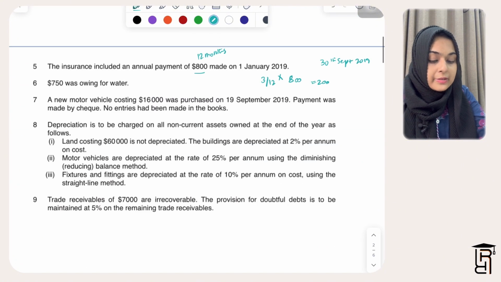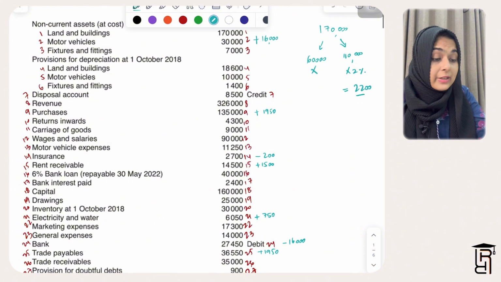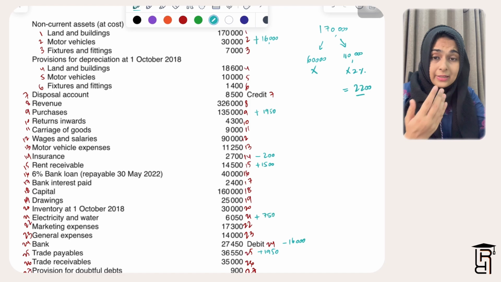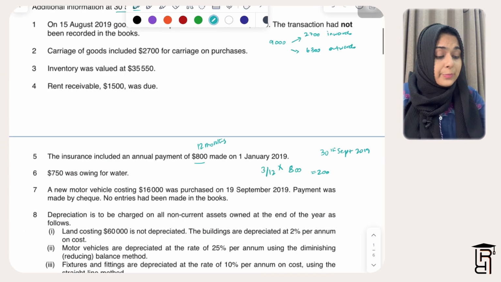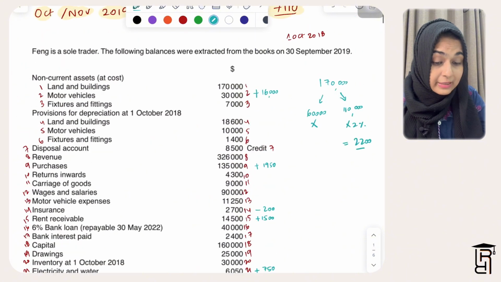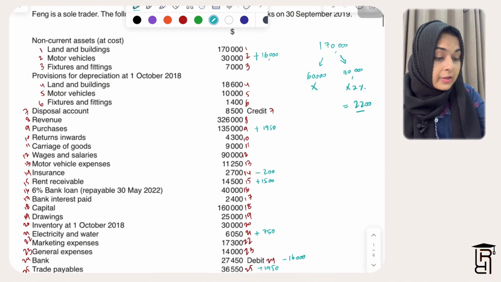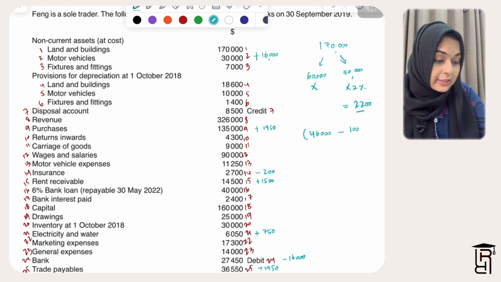In the next point, they are saying motor vehicles are depreciated at the rate of 25% per annum using the reducing balance method. So that is very simple. I need to just apply the formula for the reducing balance method. The formula is cost minus accumulated depreciation, multiplied by percentage. So the percentage here is 25%. I'll simply do cost, that is 30,000 plus 16,000, which is 46,000, minus accumulated depreciation, that is 10,000 in this case.